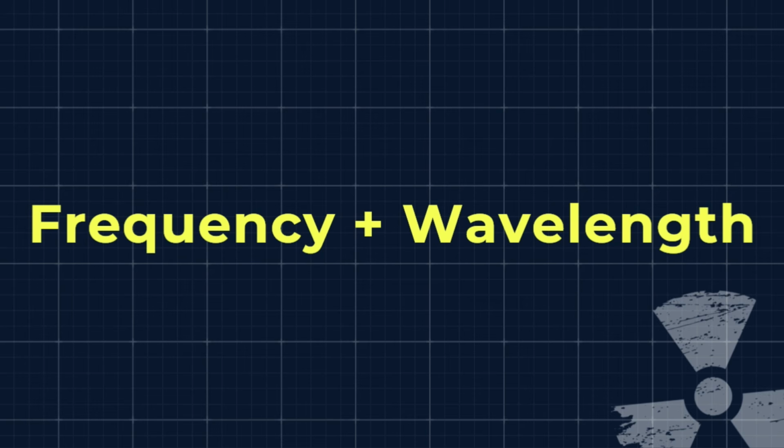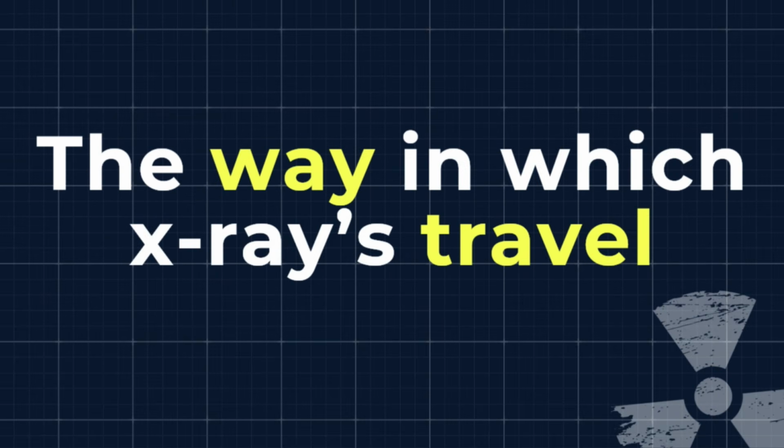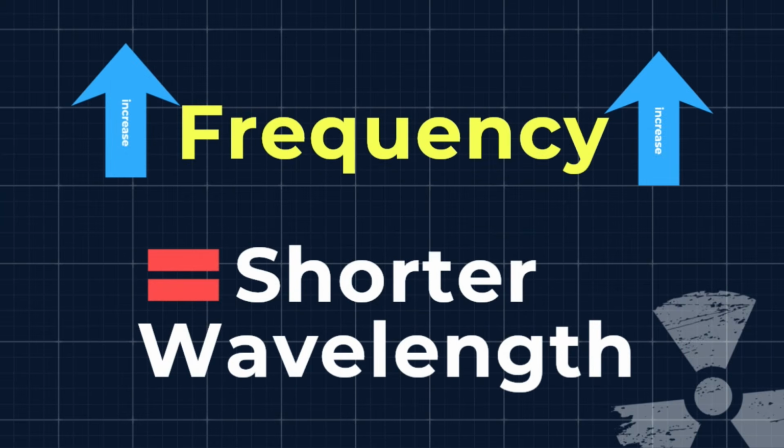Pretty simple. Now that we can define what it is, let's move on to the second thing we need to understand about the X-ray beam, and that's the significance of its frequency and wavelength. This is basically the way in which X-rays travel. They travel in waves that are generated at a certain frequency, which impacts the number of wavelengths it has. So the higher the frequency, the shorter the wavelength. This waveform that we're talking about here is called a sine wave, and it looks like this.